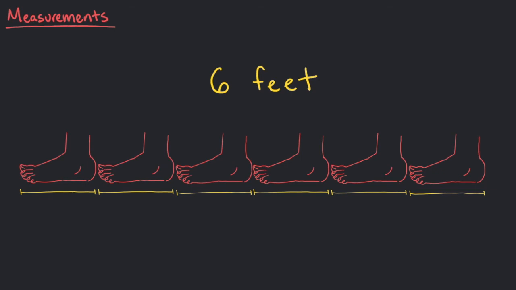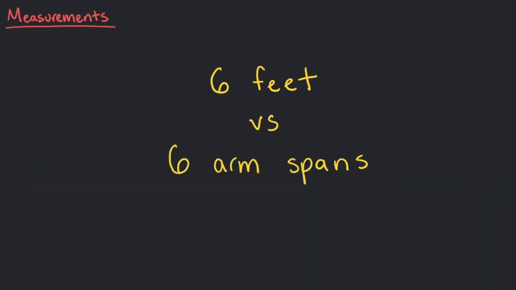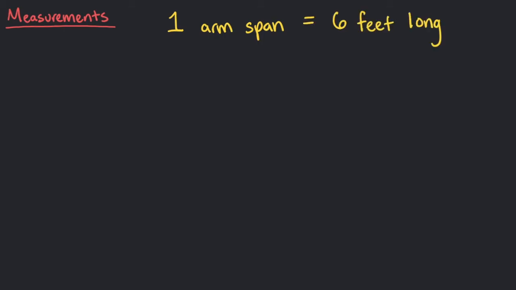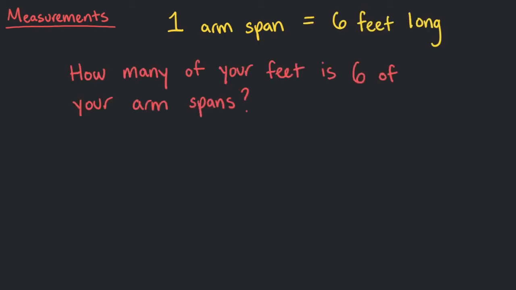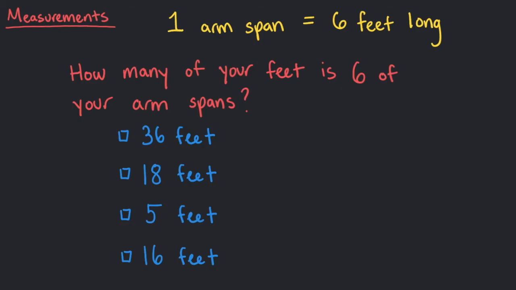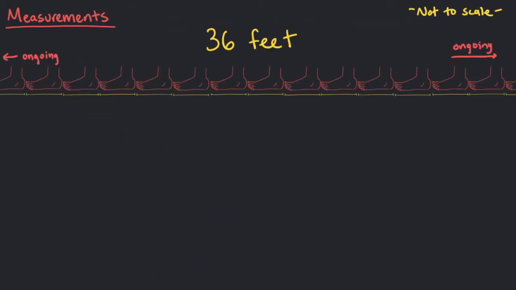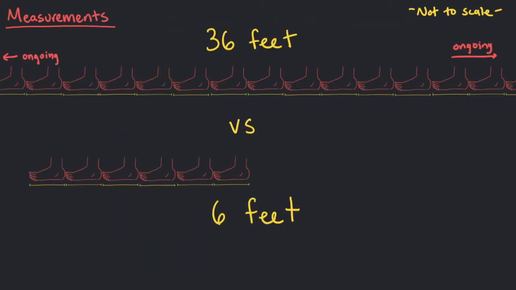Compare 6 feet long to 6 of your arm spans. That's a vastly different measurement. If one arm span is 6 feet long, how many of your feet is 6 of your arm spans? Without units and clarification, you almost thought that his waist was 36 feet in length instead of the 6 feet he was talking about. That's 6 times the size.